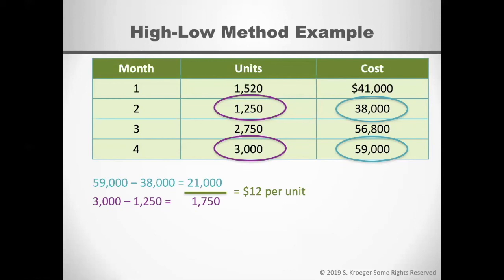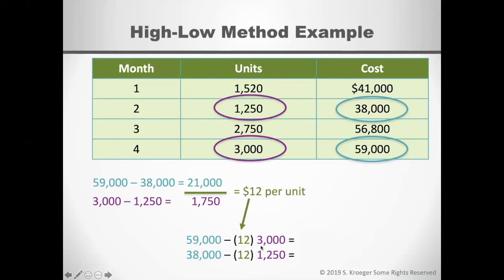Step 2 can be done in 2 ways, the high or low way. I'll show you both. First, you want to take the highest or the lowest cost, which would be the 59,000 and the 38,000, right here. Subtract the variable cost per unit. We got this right here in step 1, times the units, the highest, which is 3,000, or the lowest, which is 1,250. You should do the multiplication first, get that answer, and then subtract that from the total cost.